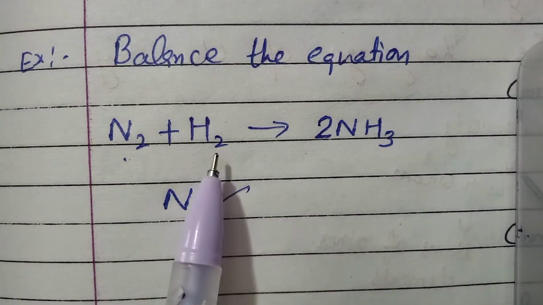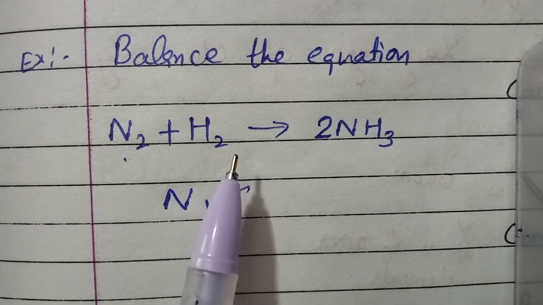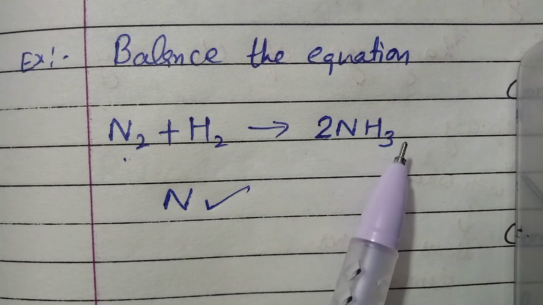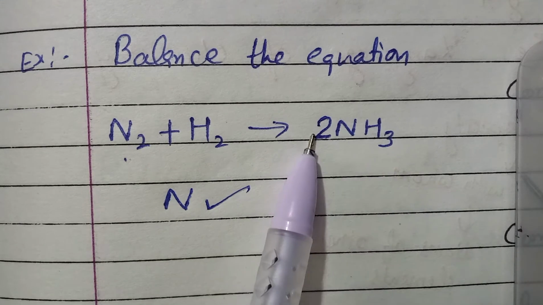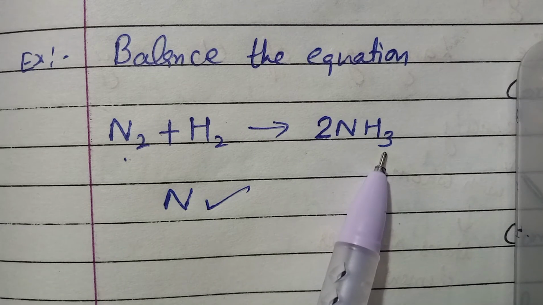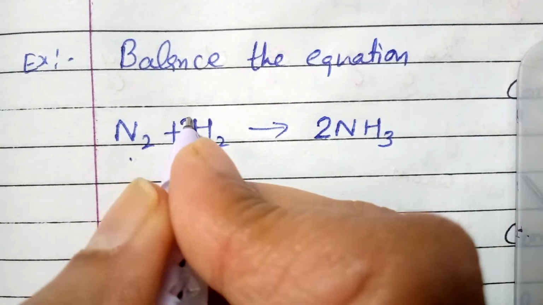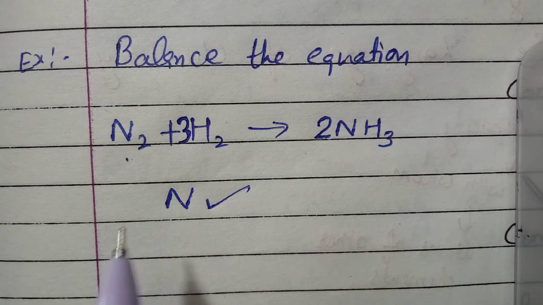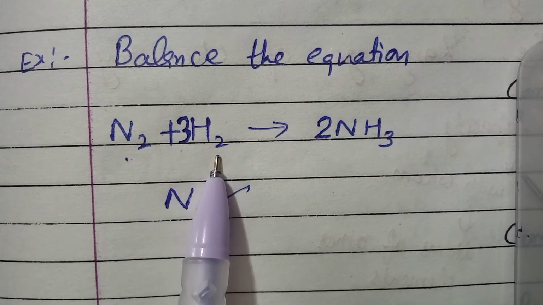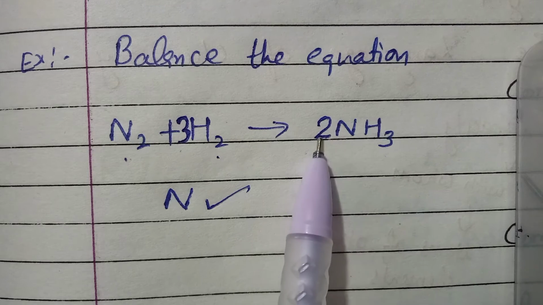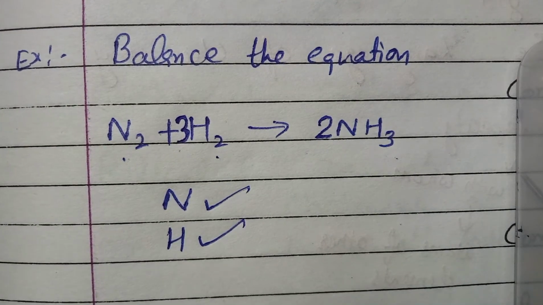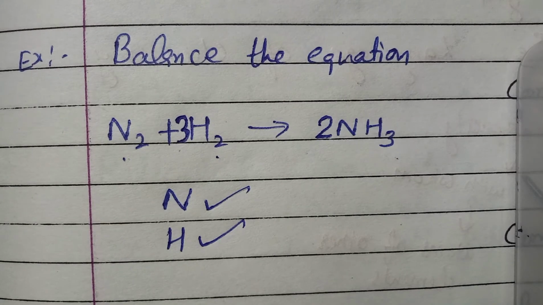Next step is to check hydrogen. On the reactant side, how many hydrogen atoms are there? 2. On the product side, how many total hydrogens are there? 2 multiplied by 3 equals 6. So to make it 6, I will put coefficient 3 on the reactant side. By doing so, 3 twos are 6 on the reactant side and 2 threes are 6 on the product side. So my hydrogen is also balanced, and this equation is now balanced.